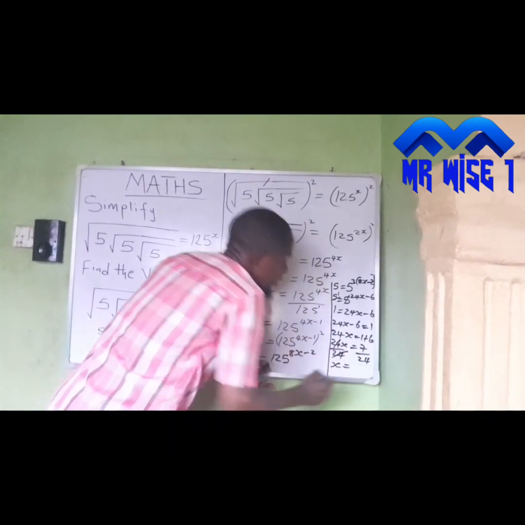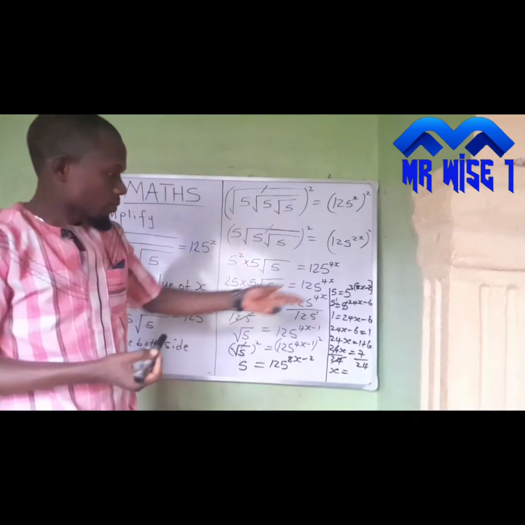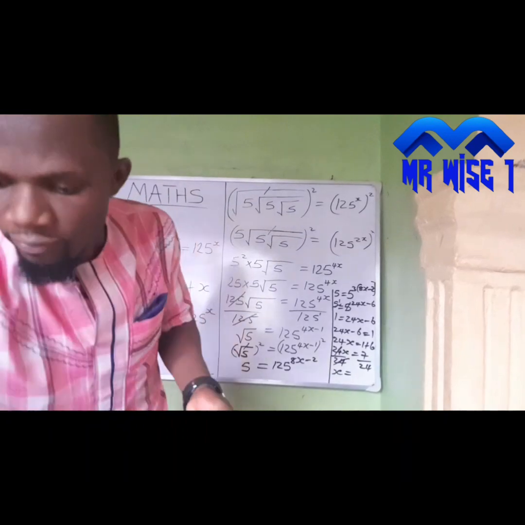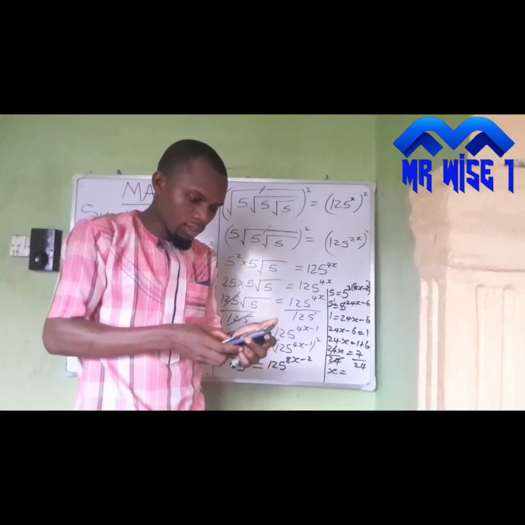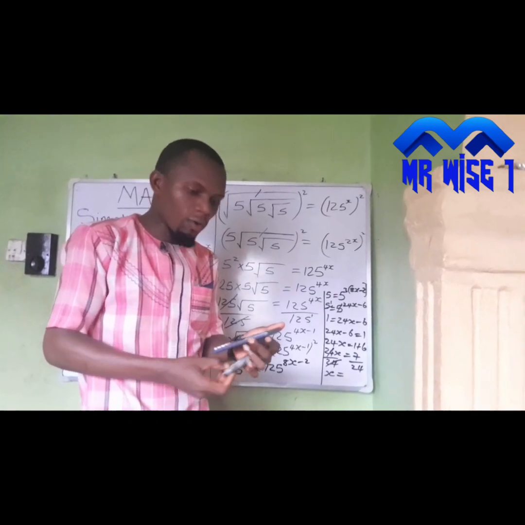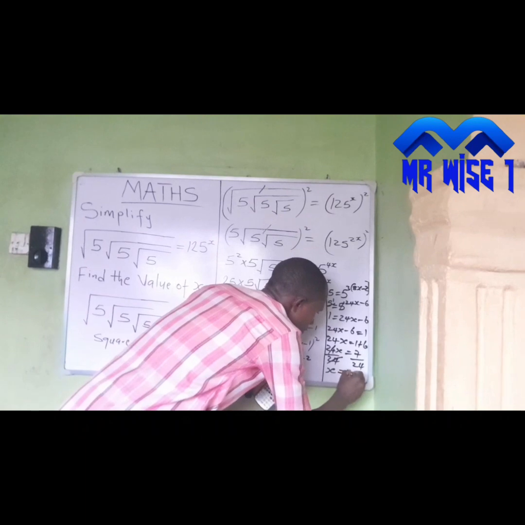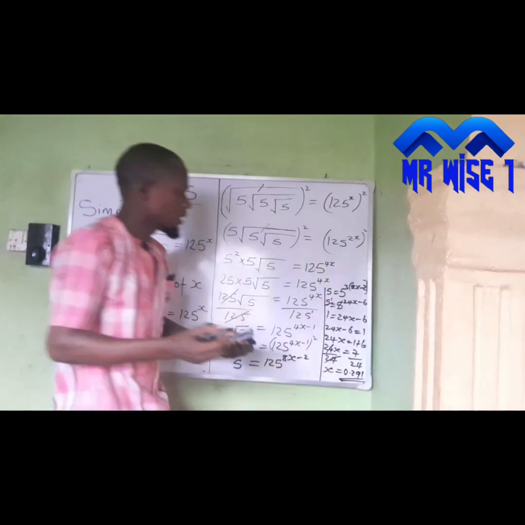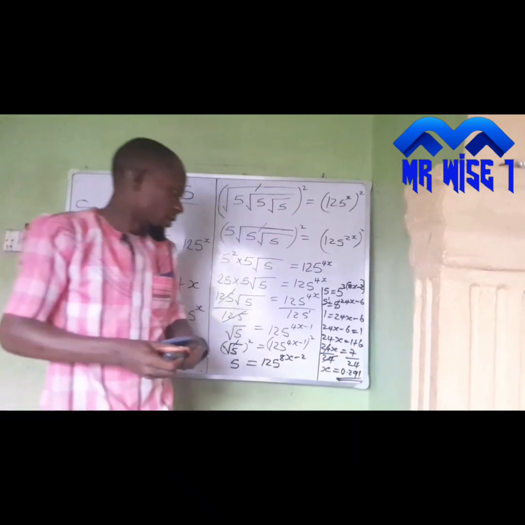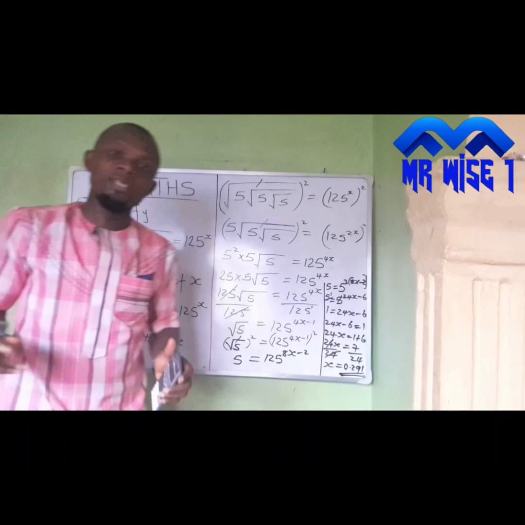x is equal to, when I divide both sides by the coefficient of x, I'll have 7 divided by 24. What will I get? 7 divided by 24, I have 0.291. So this is my final answer to this simplification on the board. It's very, very simple.